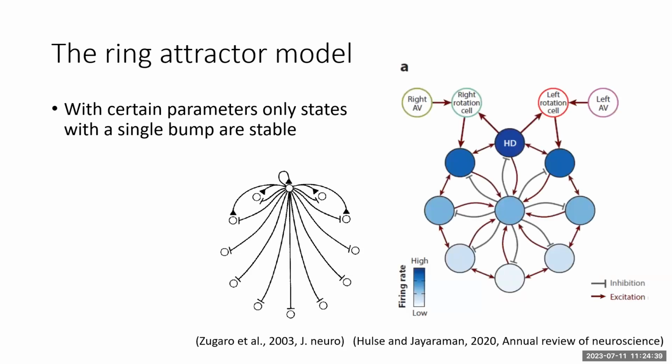And we can add to this model neurons that represent angular velocity, and their inputs can shift the bump on this ring model. If there are any questions or comments, feel free to intervene.